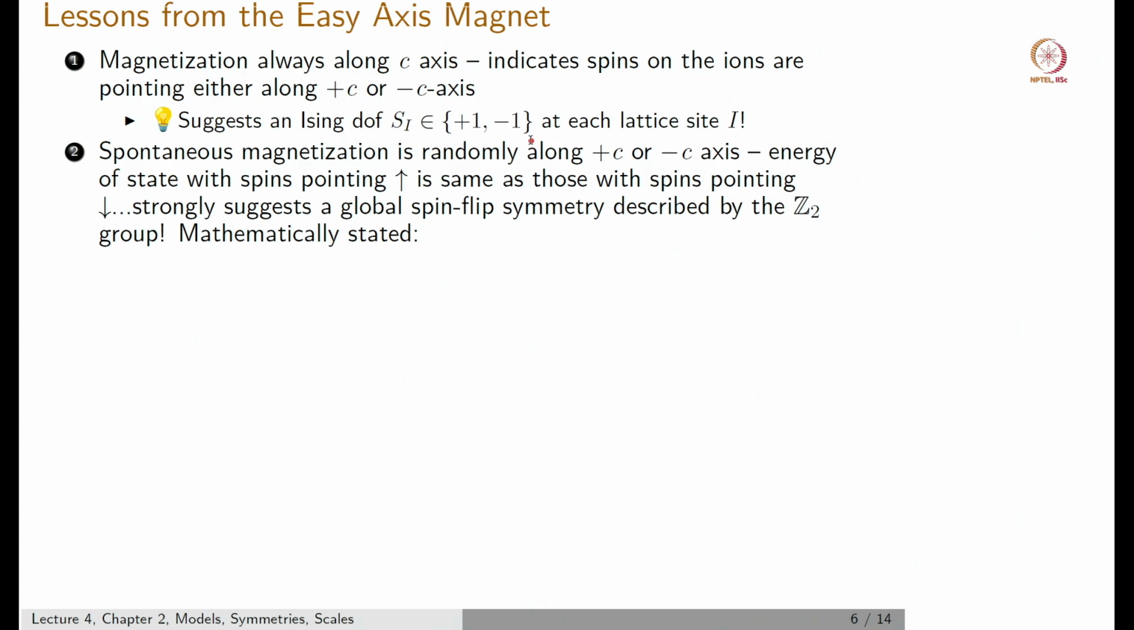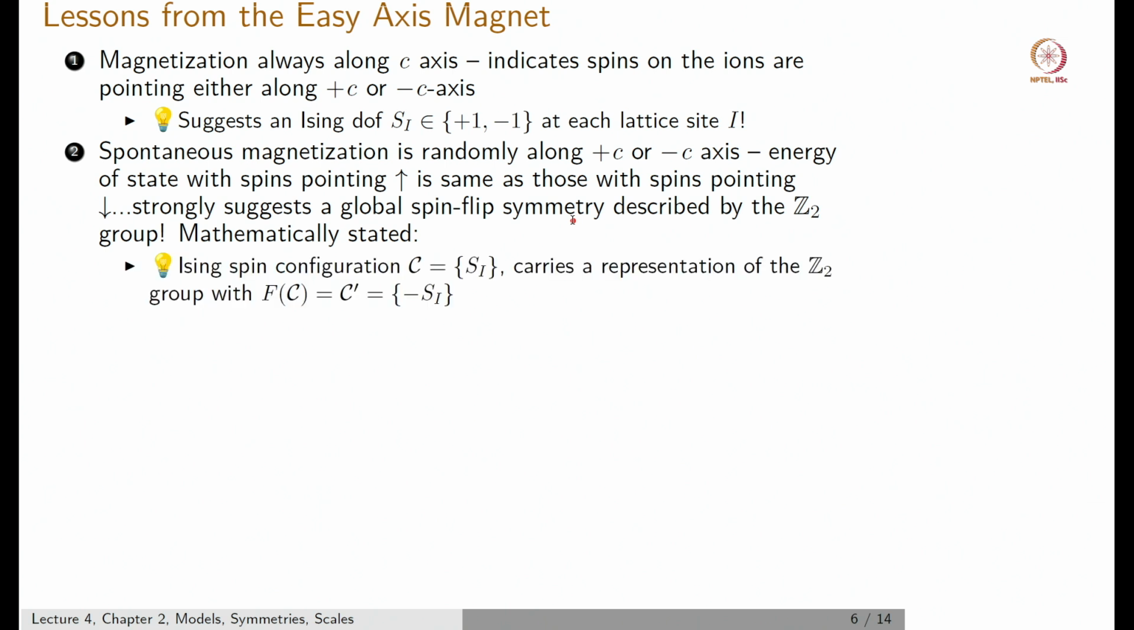The spontaneous magnetization is randomly along plus C and minus C axis, which means that the energy of, let's say, the all up pointing configuration is the same as the energy of the spins pointing all down. This strongly suggests that there is some kind of global spin flip symmetry described by the Z2 group, as we have seen in the last lecture, at play in this model. So if you state this mathematically, the spin configuration curly C here, which is the set of all spin values at each individual lattice site, carries a representation of Z2. What do we mean by that?